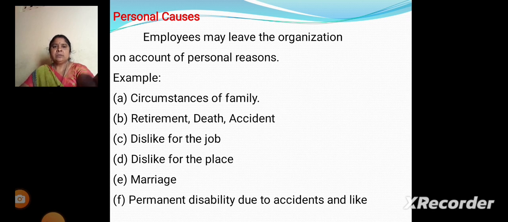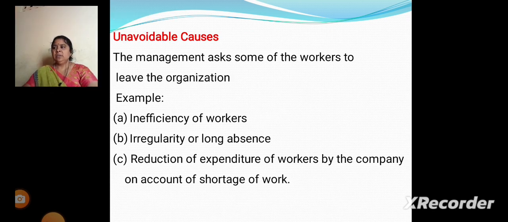Next one is unavoidable causes. In certain circumstances, the management asks some of the workers to leave the organization. Example, termination of workers on account of inefficiency, discharge of workers on account of irregularity or long absence. Third one is reduction of workers by the company on account of shortage of work. So these are the unavoidable causes in labor turnover.